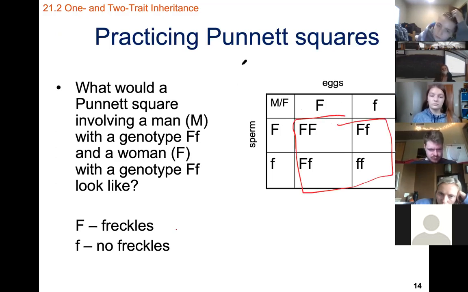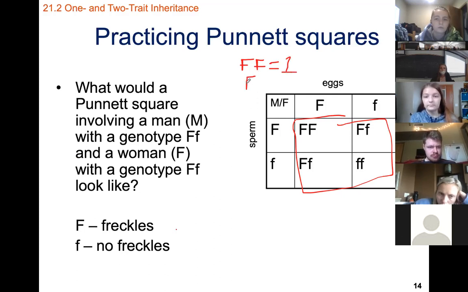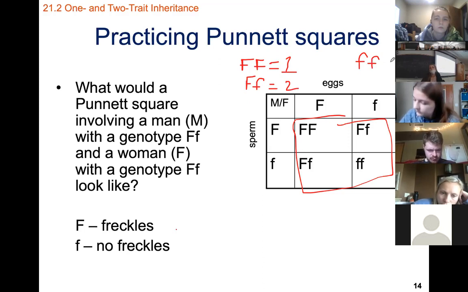How many are big F on Zoom? Can somebody answer me on Zoom? How many are big F, big F? 1. Yes, 1. How many are big F, small f? 2. Good job. And how many are small f, small f? 1. Good job, you have 1.